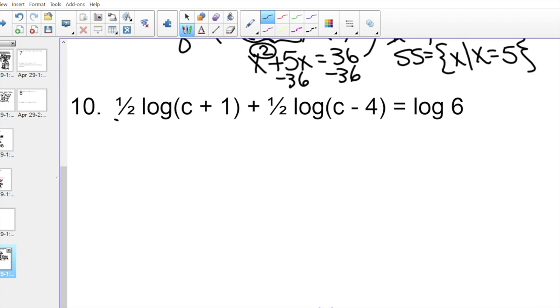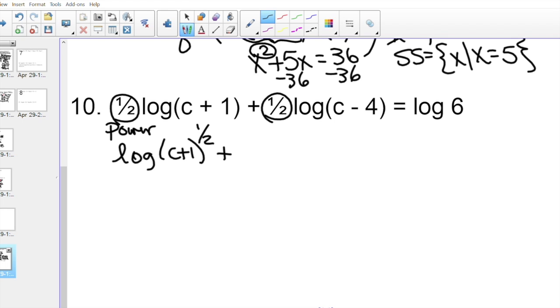Again, it starts out with 1/2 log. That's a power. So we have to rewrite this as log of c plus 1 to the 1/2 power, plus, again, he's got a fraction. So that's a power of what follows the word log. So that would be log of c minus 4 to the 1/2 power and the log of 6.